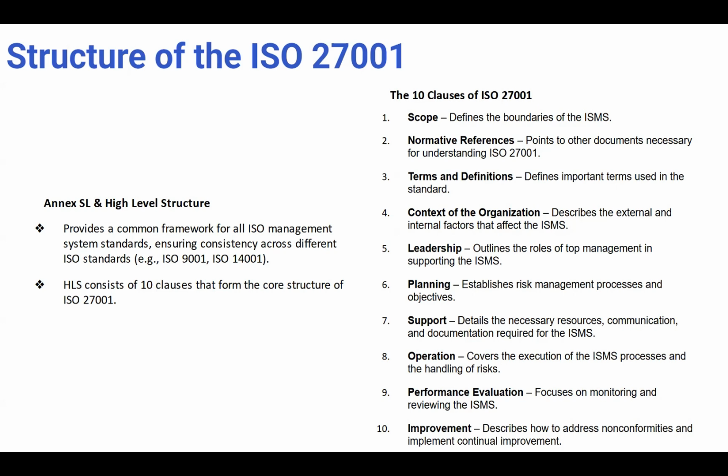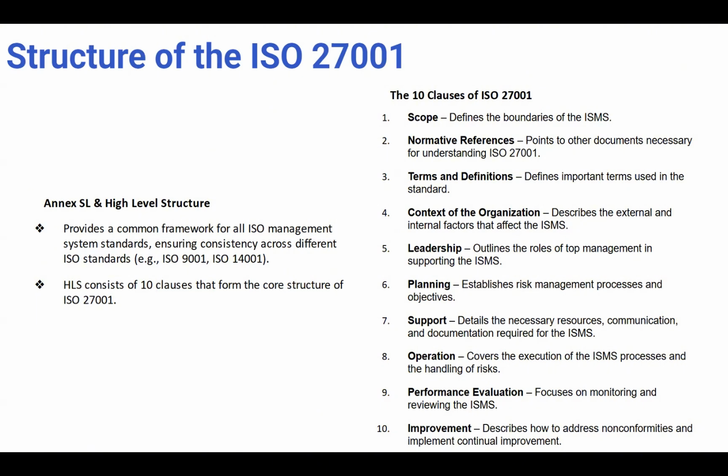In subsequent videos, we'll be able to go through these 10 clauses step by step and in detail. So this is just a summary. First is the scope, having you define the boundaries of the ISMS. Normative references, this is just references to other documents that may be relevant for understanding the ISO 27001 standard. Also, terms and definitions is a definition of important terms used in the standard.